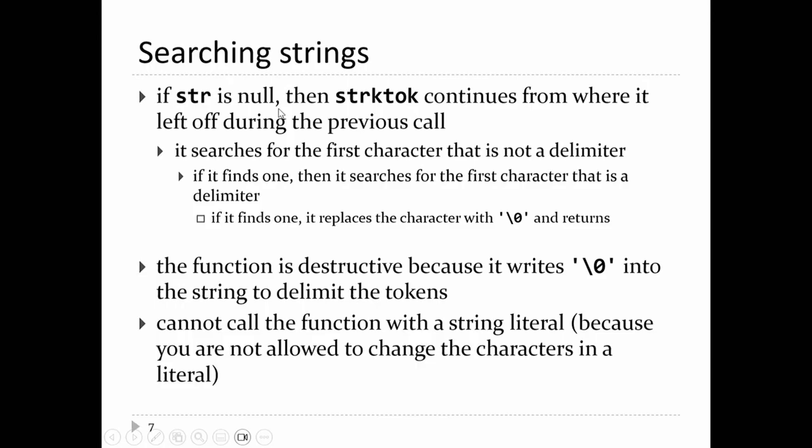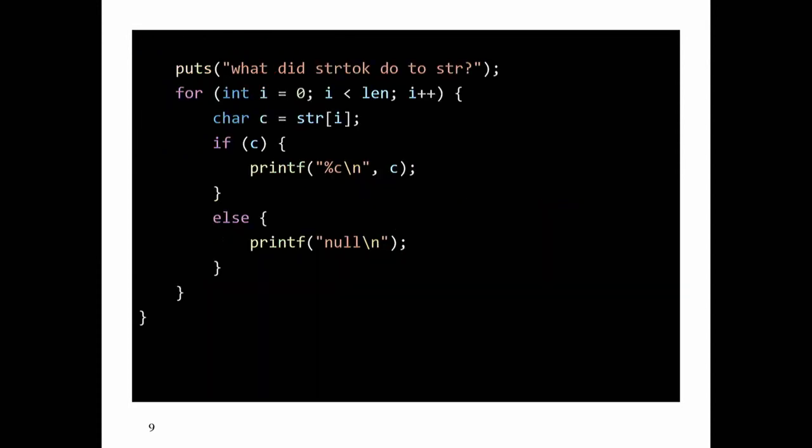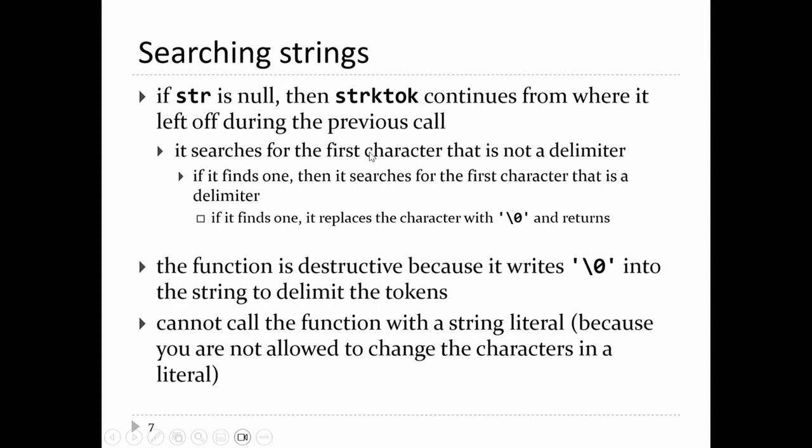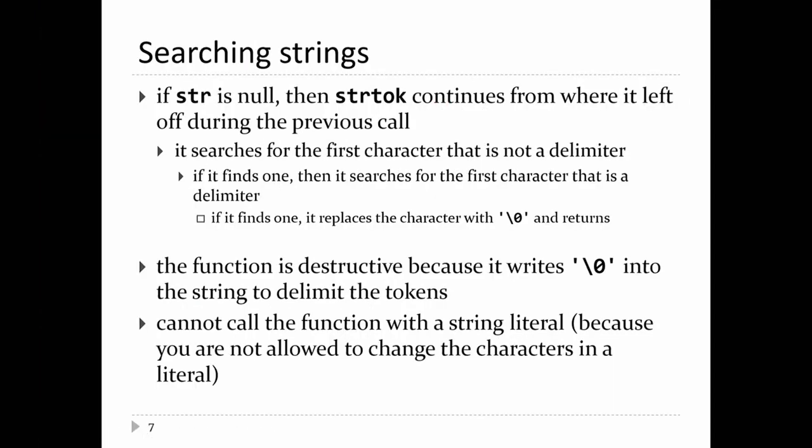Okay, so the first time you call the function, it remembers where the f is, and it's written the \0 into the first colon. Now the next time you call the function, if I want to extract the second token, we're going to pass in null instead of the string. So when you do this, strtok continues from where it left off at the previous call. That's kind of interesting.